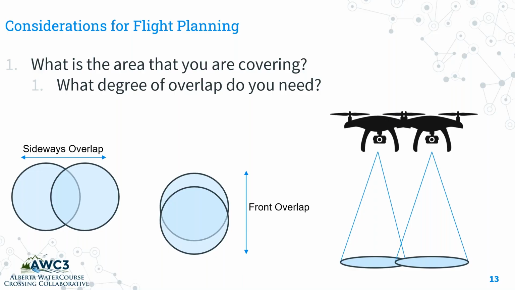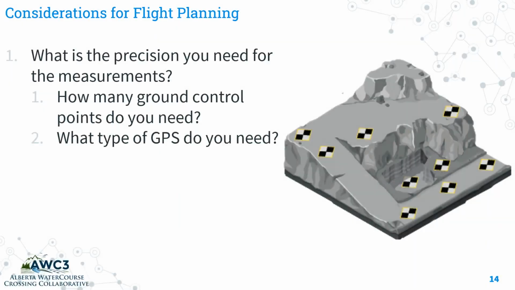So to that degree, also, what do you need for overlap? So overlap can be broken down into both front overlap. As your drone flies along a transect, it will take images, and how much overlap do you need along that transect for images? And then sideways overlap. So how much overlap do you need between transects as your drone flies? And so that'll determine both your flight time, probably your time at site, and the precision. So this all ties back to what are my goals for this flight.